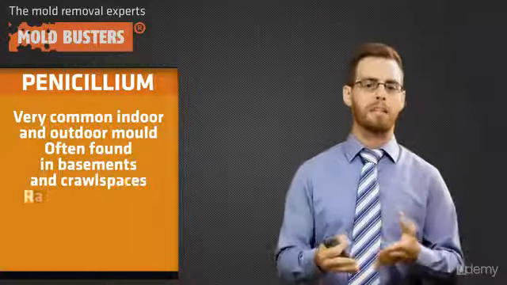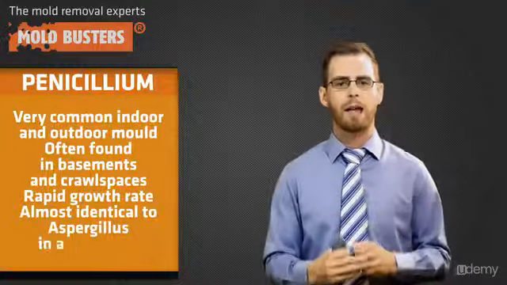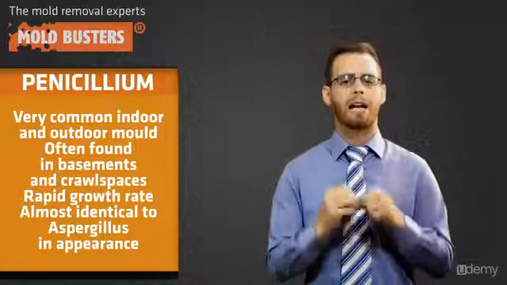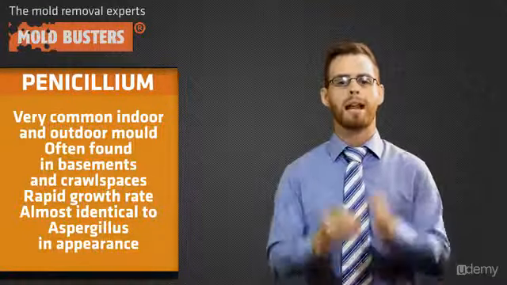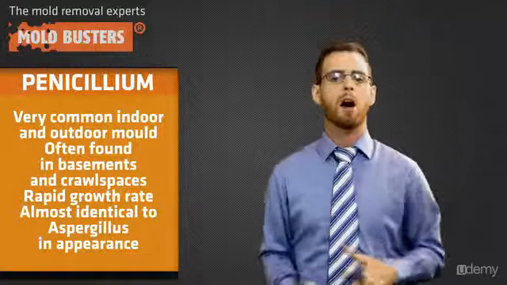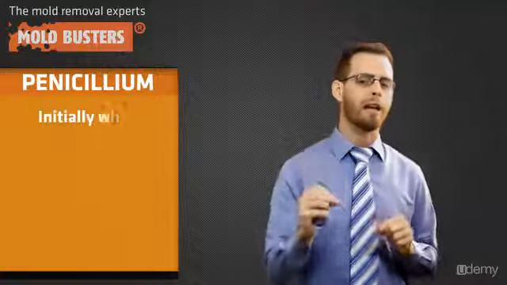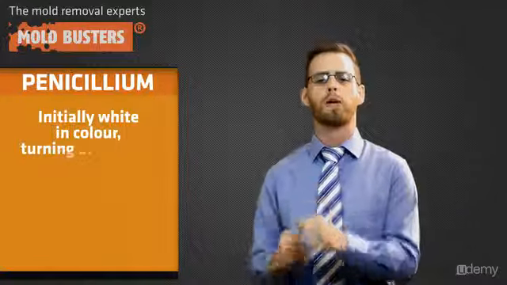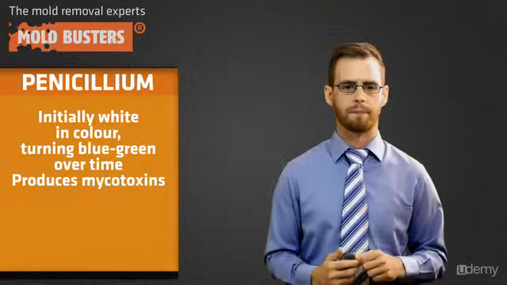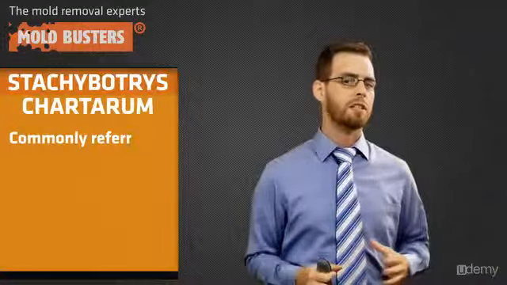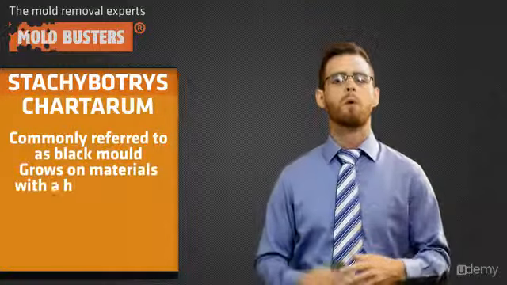It's often found in basements and crawl spaces. It also has a very rapid growth rate, and it's almost identical to Aspergillus in appearance. Whenever we do reports, you will see that Aspergillus and Penicillium are often grouped together in one format. Now, they're initially white in color, but then turning blue-green over time. Penicillium produces mycotoxins.